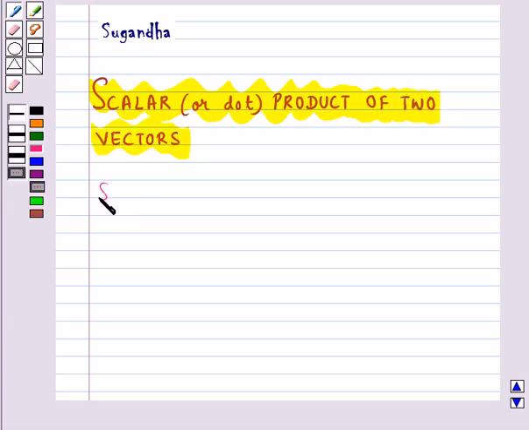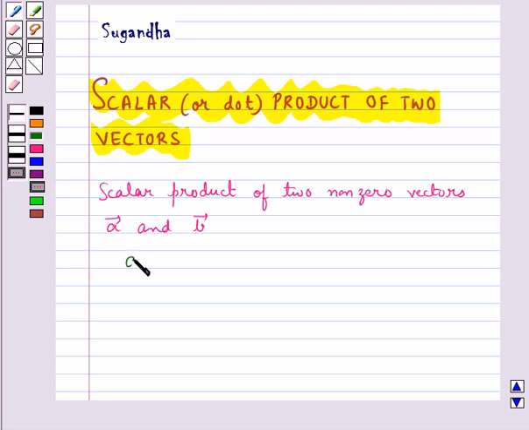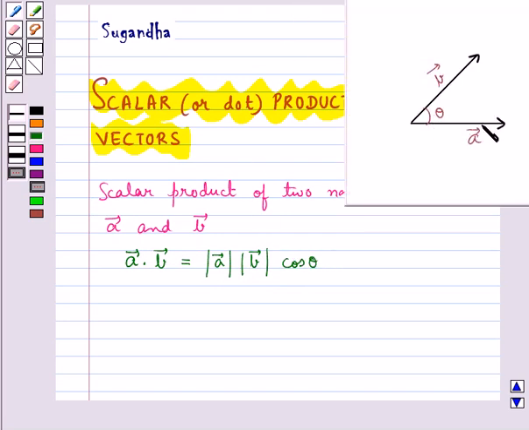The scalar product of two non-zero vectors A and B is given by vector A dot vector B is equal to magnitude of vector A into magnitude of vector B into cos theta, where this theta is the angle between vector A and vector B, and theta is greater than or equal to 0 and less than or equal to pi.